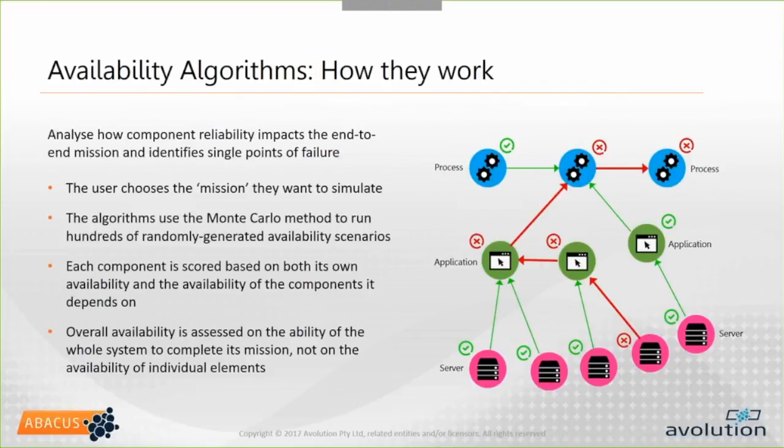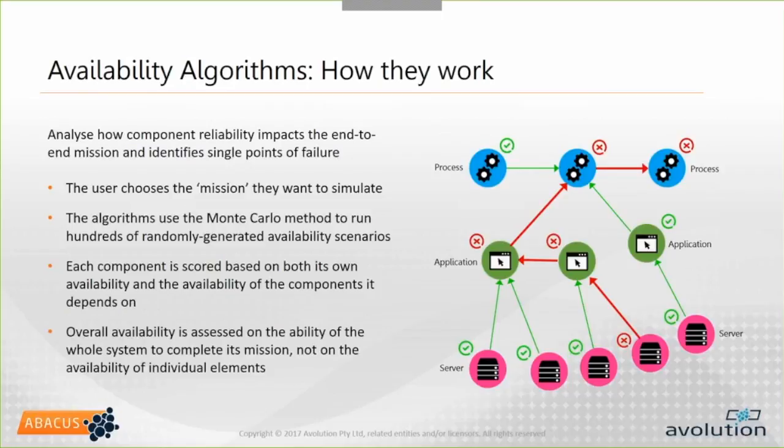Now, the third of these analysis algorithms I want to talk you through is availability. So what we mean by availability is service. Basically, we're talking about the extent to which infrastructure or applications or processes are available when required. The key thing in the way our availability algorithms work is that they are concerned not so much with the availability of individual components or elements, they're concerned with the overall ability of the system to complete a specified mission.